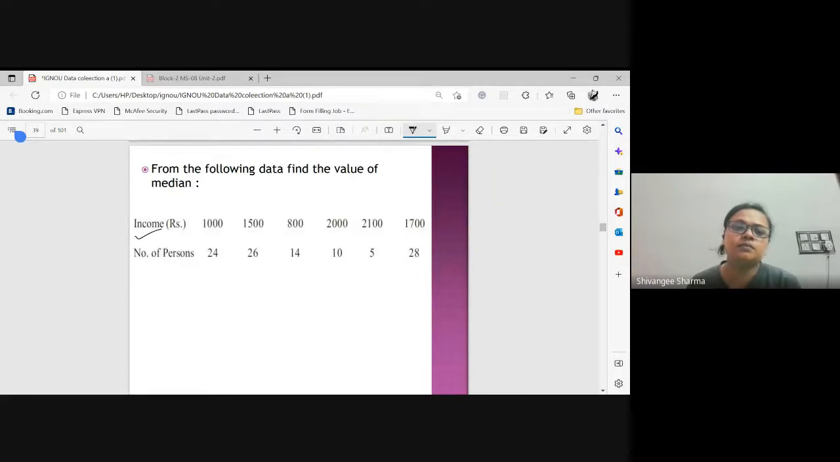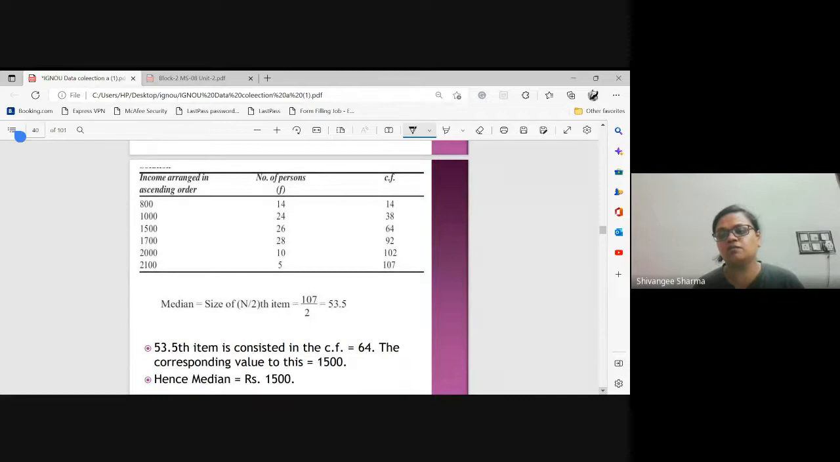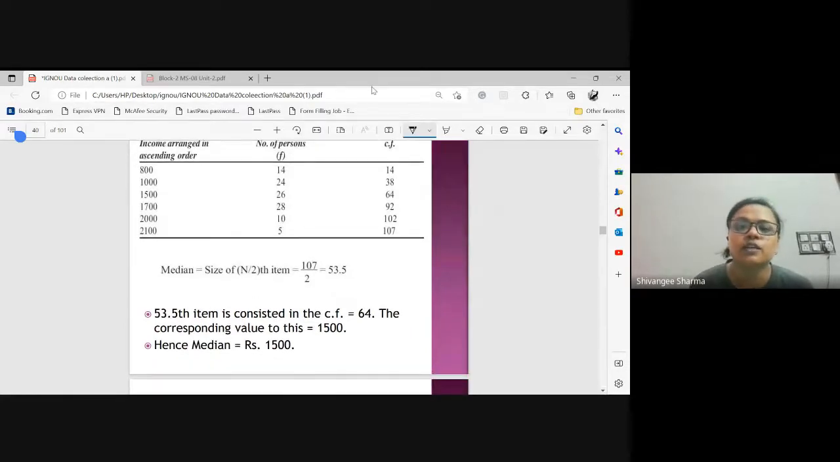You have income. Income will be represented by X, and because this is the number of persons, this will be your F. So we have income which is 100, 1500, 800, 2000, 2100, and 1700. And we have persons 24, 26, 14, 10, 5, and 28 persons having 1700 as their income. Okay, so we just make the table in a vertical form and find this cumulative frequency.